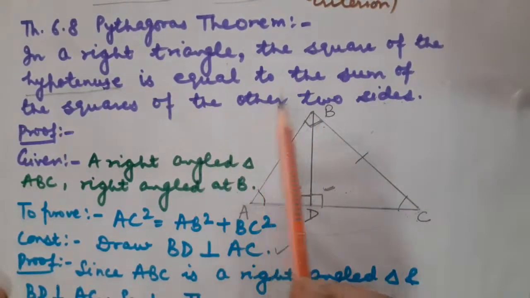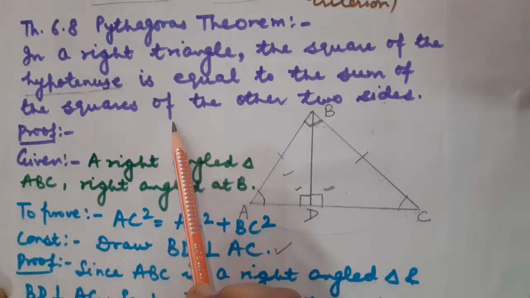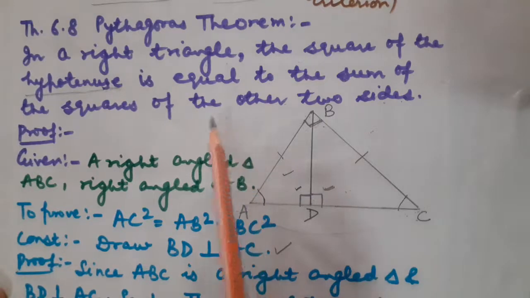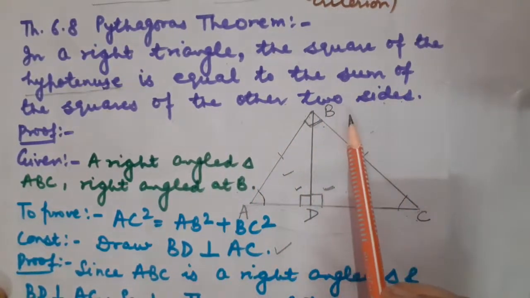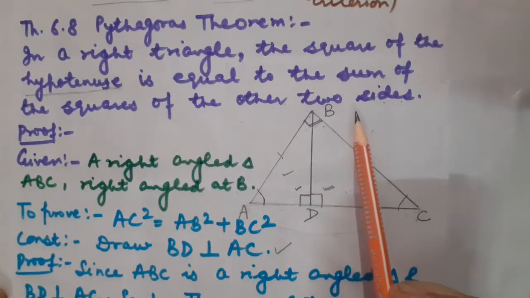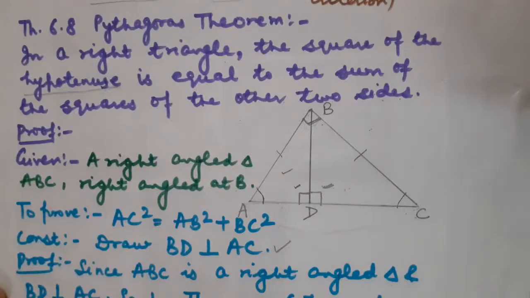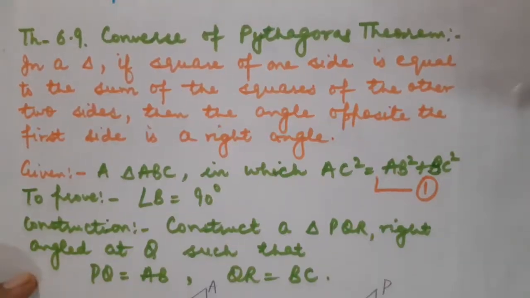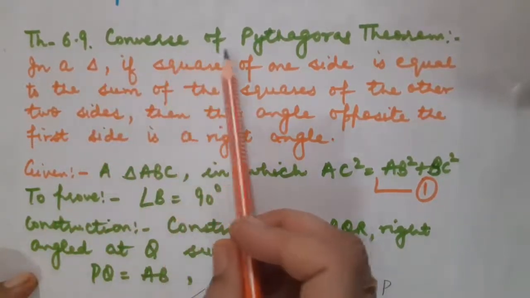What do we call those two sides? The first side is known as altitude and the other side is known as base. Okay. So basically, through Pythagoras theorem, we came to know that hypotenuse square is equal to base square plus altitude square. Got it, students?